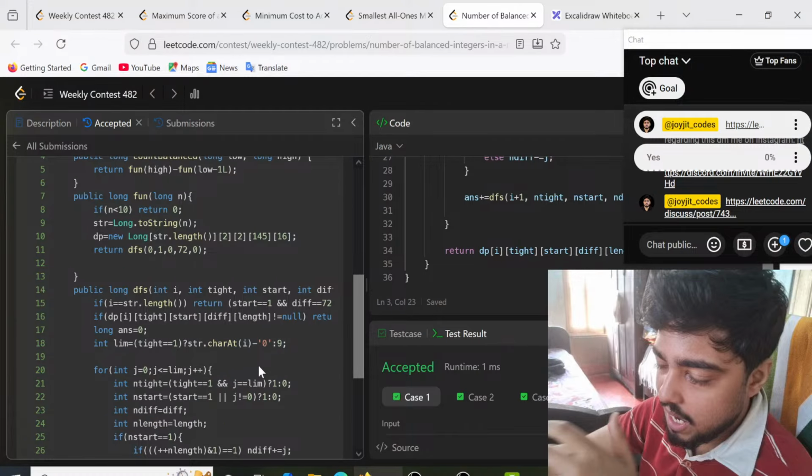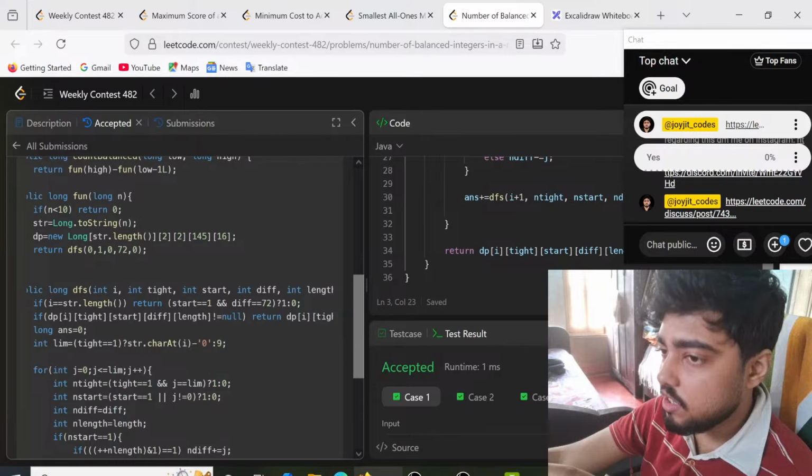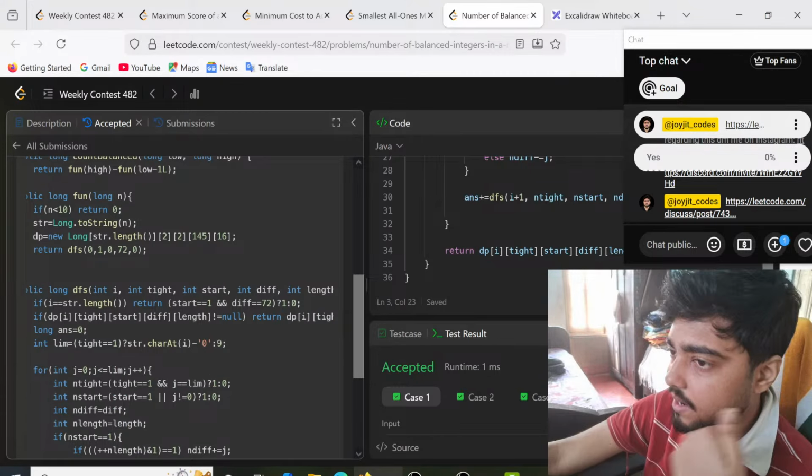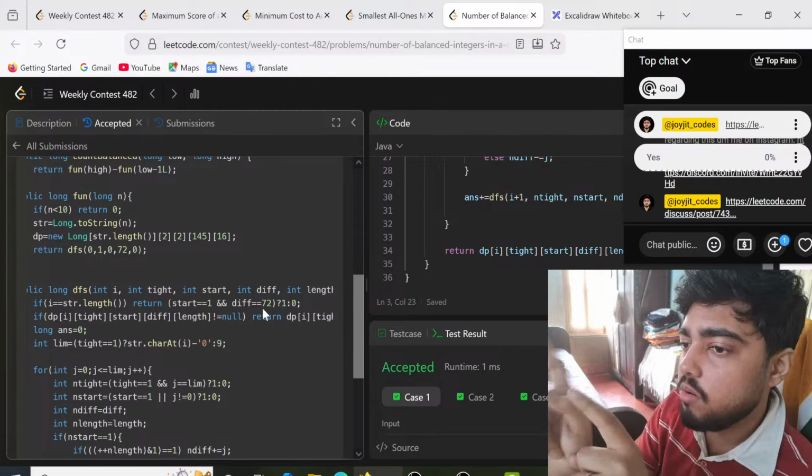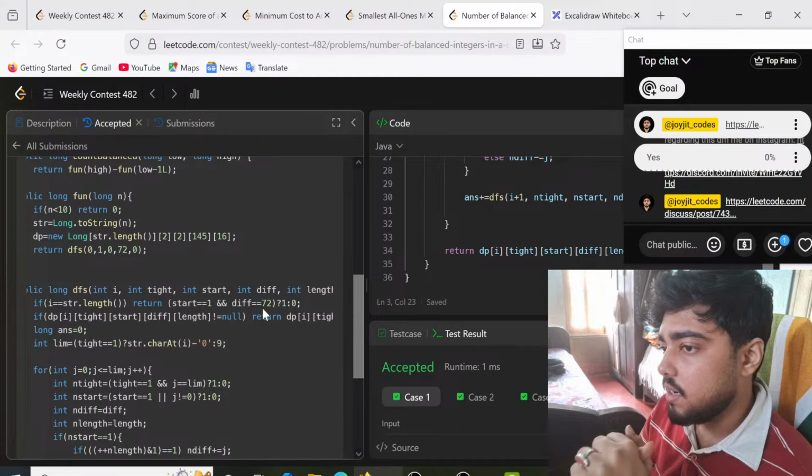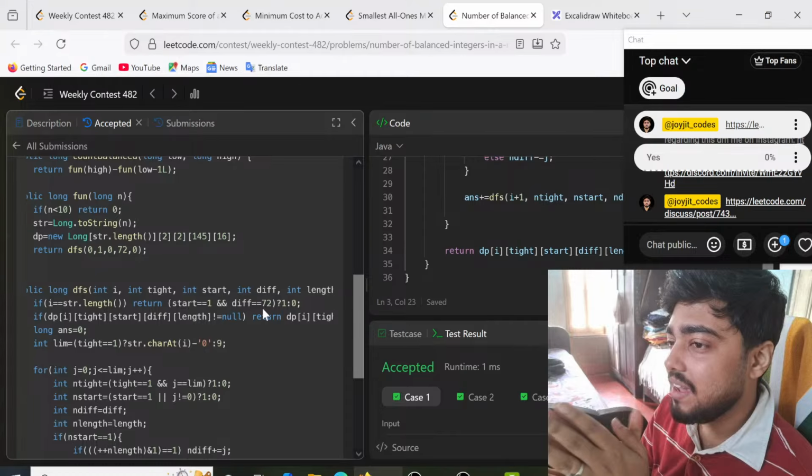Let's dive deep into the DFS part, where we have the difference, length, everything. Now, if i is the end of the string, then we can return true if it has started and the difference is 0. Always remember, I make difference equal to 72. This doesn't mean that the difference is 72. It means the difference is 0 because we are adding 72 to everything. So if i is equal to str.length, return start equal to 1 and difference equal to 72.